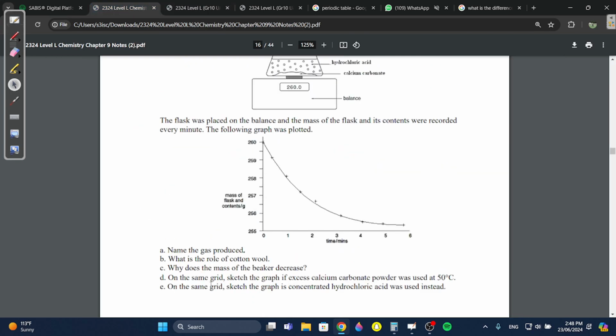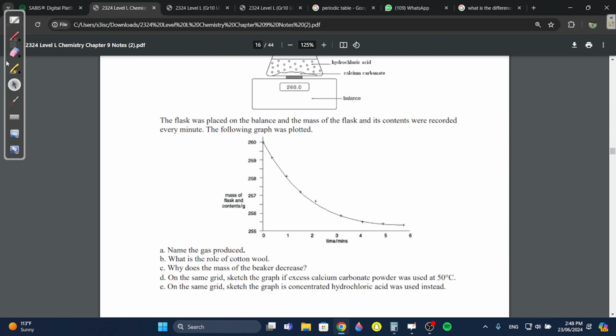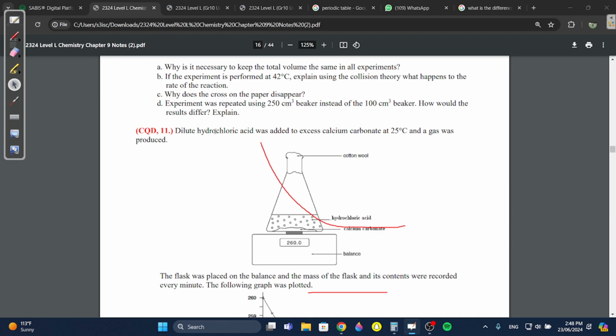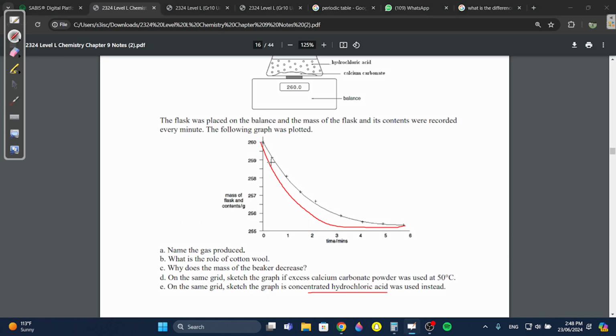On the same grid, sketch the graph if it was used at 50 degrees Celsius. Here we're using 25. If we use 50 degrees Celsius, it's going to be faster. Since we're going down, a faster graph would be under. So like this. How about if you use concentrated hydrochloric acid? Is hydrochloric acid the excess? No, it's the limiting. Since we're increasing the concentration of the limiting reactant, we're going to have a faster rate and more product formed. So it's going to look like this, under it.